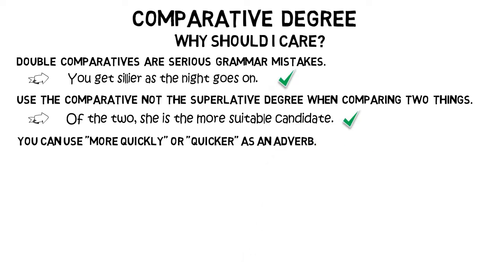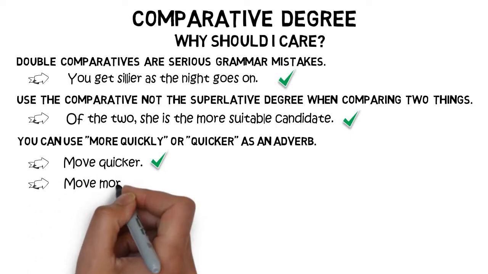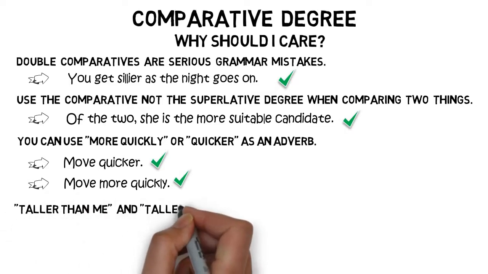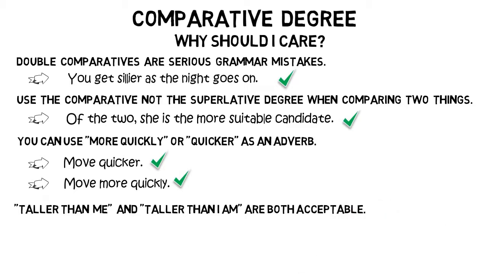And here's just another one. You can actually say more quickly or quicker as an adverb. So you can say move quicker, or you can say move more quickly. They're both acceptable, and they've both been around for centuries as adverbs. Here's another point. You can say taller than me and taller than I. Both of those are acceptable. And if you want to read more about that, go to the comparative degree page on Grammar Monster.